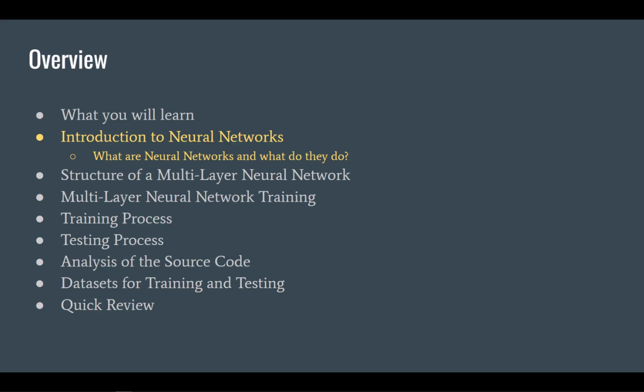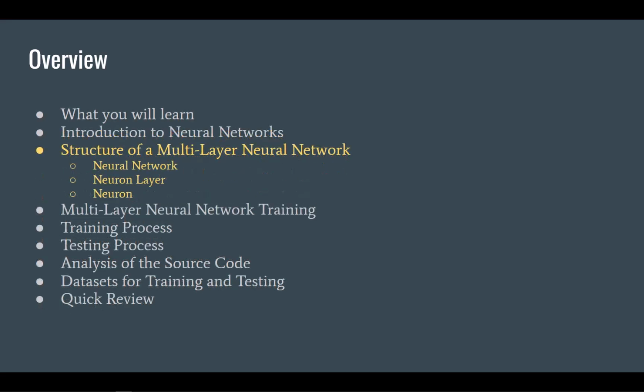You will have an introduction to neural networks. That is, what are neural networks and what do they do? You will see the general structure of a multi-layer neural network. We'll take a look at the structure of a neural network consisting of a number of neuron layers, then add a neuron layer containing a number of neurons, and finally add an arbitrary neuron and the computations that take place there.